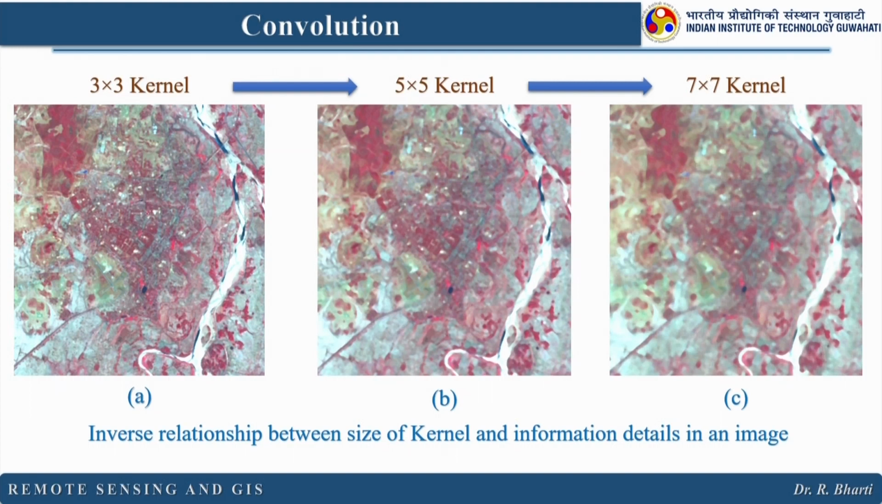So here in 3 by 3 you can see details, but here it is a little bit blurred. Why? Because it has been averaged using 5 by 5. If it is 7 by 7, then again it is more blurred. Why? Because you are using more pixels to calculate the average. So the boundaries or the change in the intensity will not be preserved. So it is again the inverse relationship between size of kernel and information detail in an image. So here you need to decide, or you have to do the trade-off, which one you will prefer for your application.